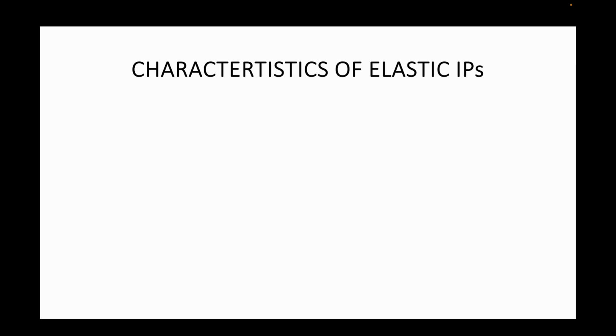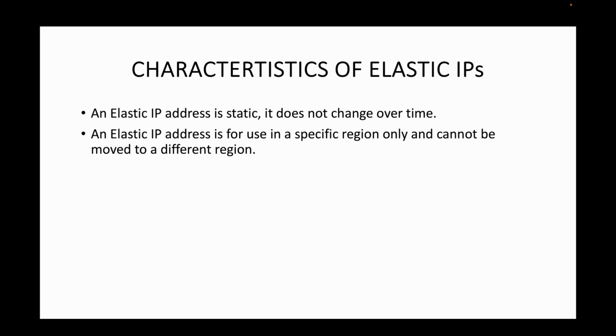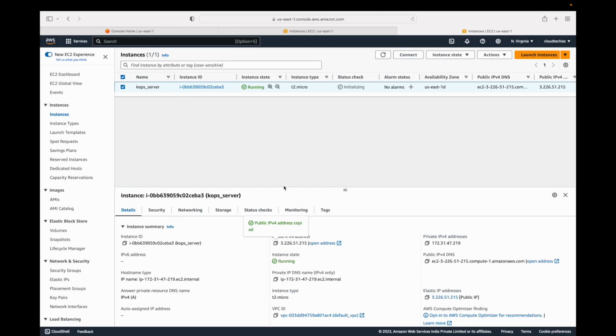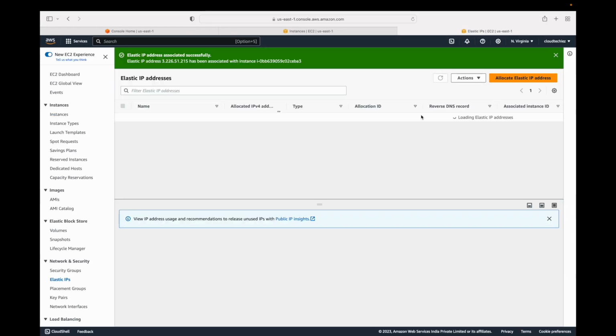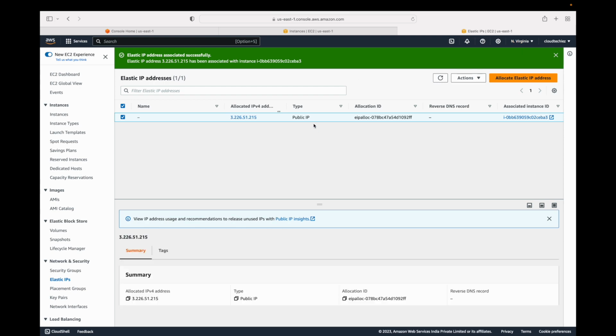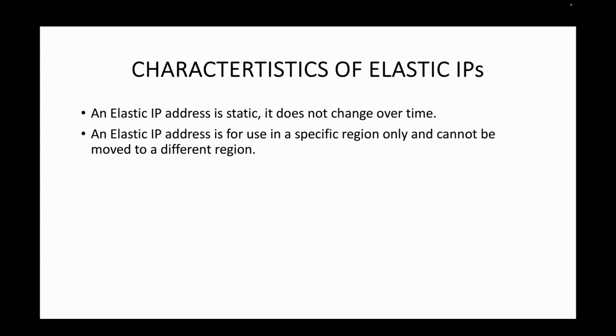Now let's talk a bit about the characteristics of Elastic IPs. The Elastic IP address is static. It does not change over time. That's the main feature you have with your Elastic IPs. It's constant, it is not going to change over a period of time. An Elastic IP address is for use in a specific region only, and cannot be moved to a different region. So your Elastic IPs are region specific. Whatever we create in North Virginia will stay in North Virginia only. You cannot move this to a different region.